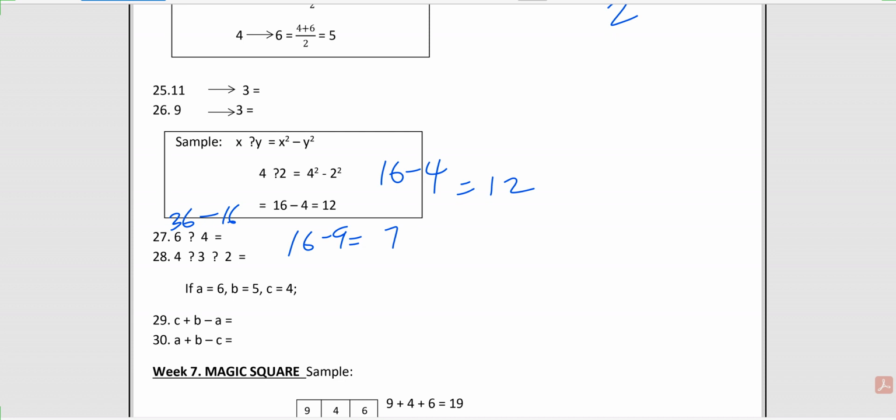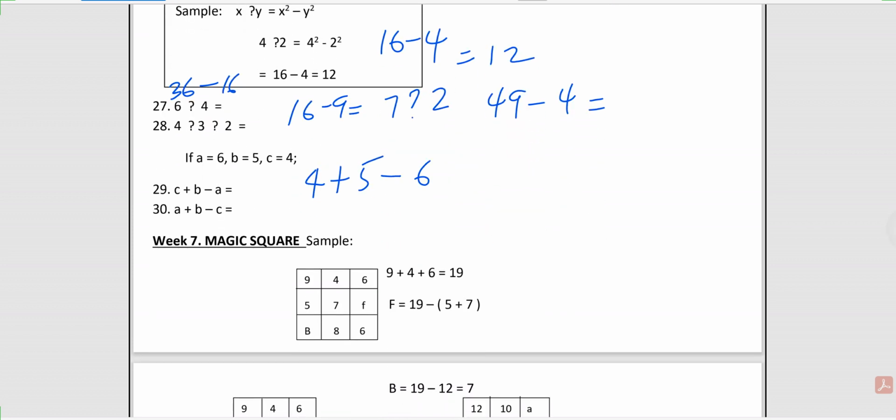7. Then you now do 7 and 2. 7 squared will give you 49. 49 minus 4, then get your final answer. Now for this, it has given us what A is, what B is, and what C is. So C plus B minus A, that will just be 4 plus 5 minus 6. Then you get your answer. Same thing goes for number 30. A plus B minus C, you get your answer.